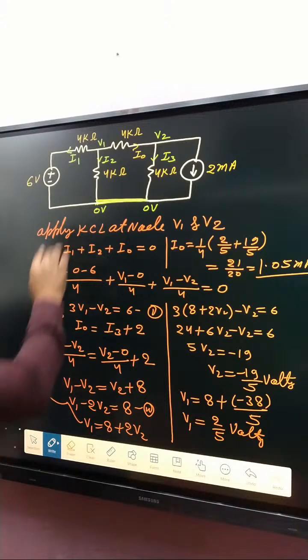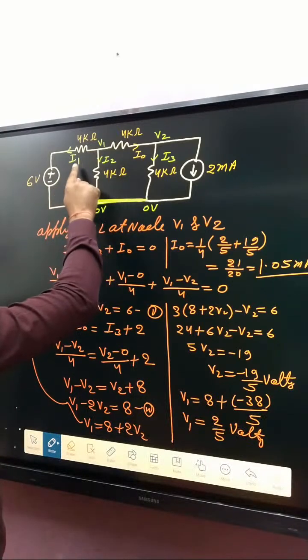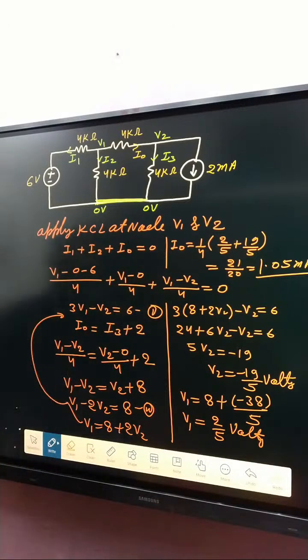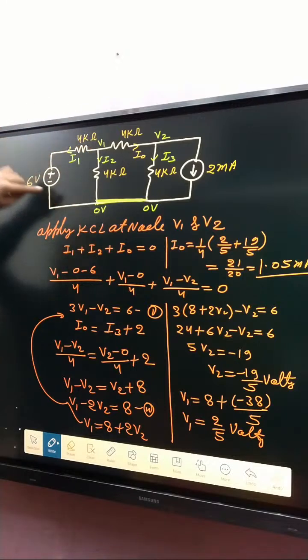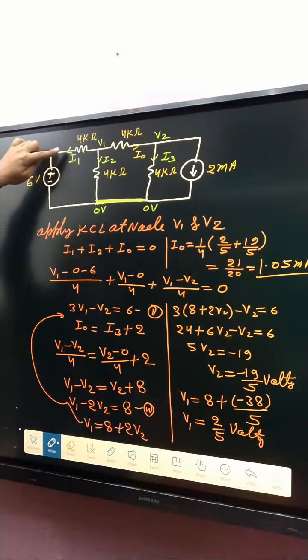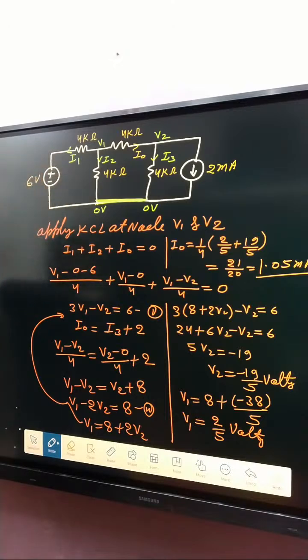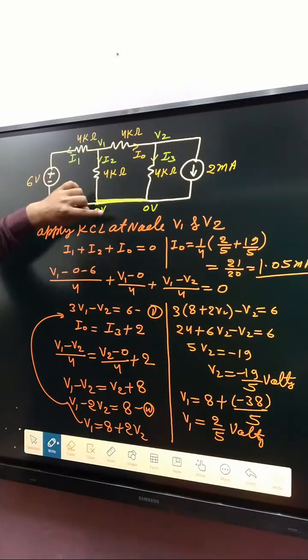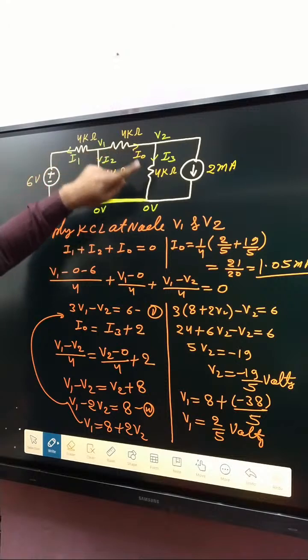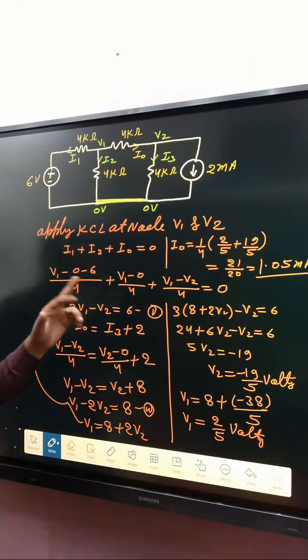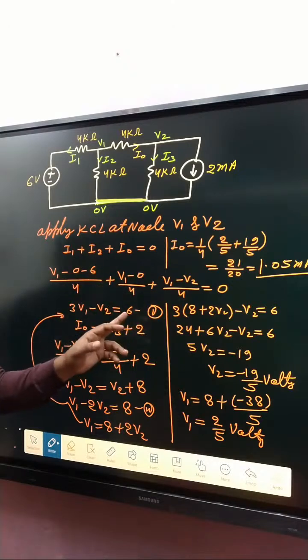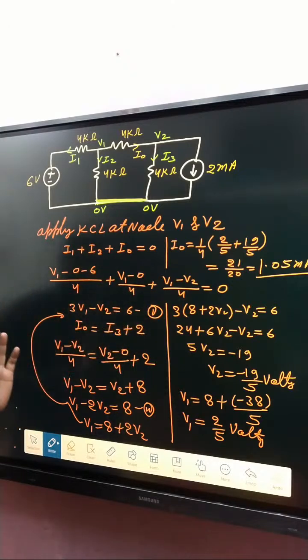After that, apply KCL at that node: I1 plus I2 plus I naught equals 0. I1 is basically V1 minus 0, current leaves from the negative source, so minus 6, divided by how much resistance? 4. So divided by 4. After that, what about I2? V1 minus 0 divided by 4. And what about I naught? V1 minus V2 divided by 4, this is equal to 0. After that, take the LCM, then 3 times V1 minus V2 is equal to how much? If this goes to the other side, that is positive, so 6. Equation number 1.